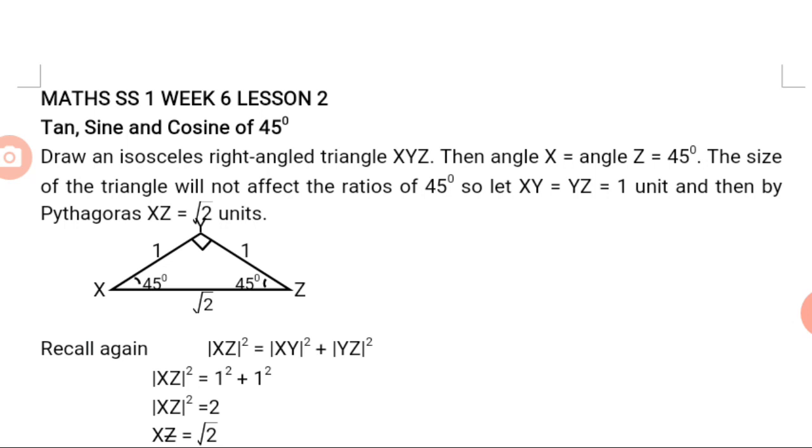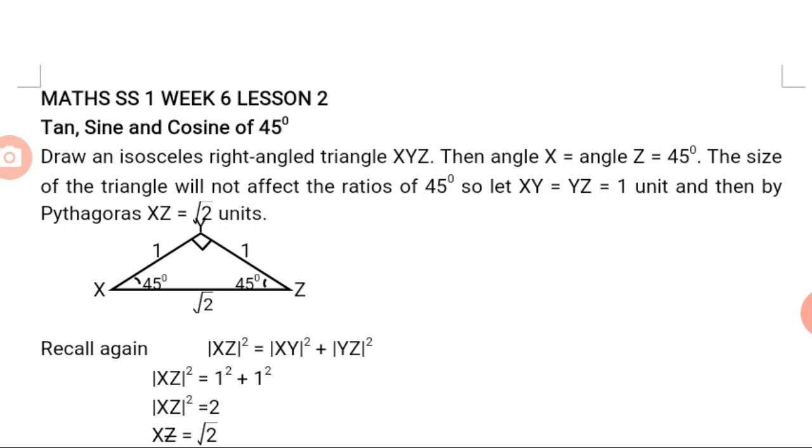When we use Pythagoras theorem, the square of the hypotenuse, you know that XZ is the hypotenuse, is equal to the addition of the squares of the other two sides. Therefore, 1 square plus 1 square, which is equal to 1 plus 1. Therefore, 1 plus 1 is equal to 2. Therefore, XZ will be equal to root 2. Are we together?